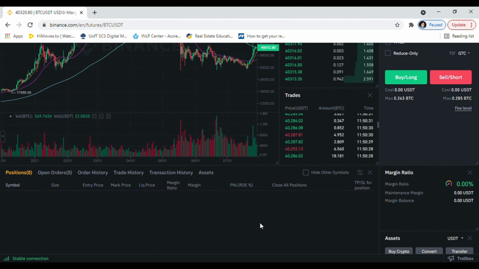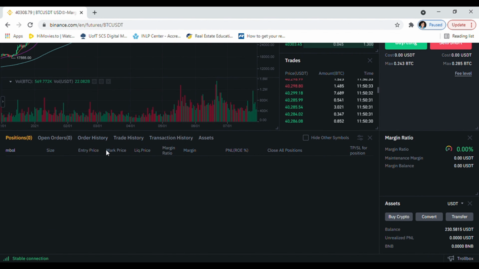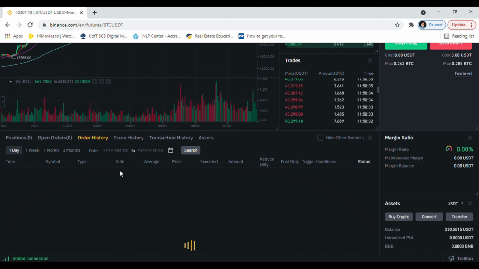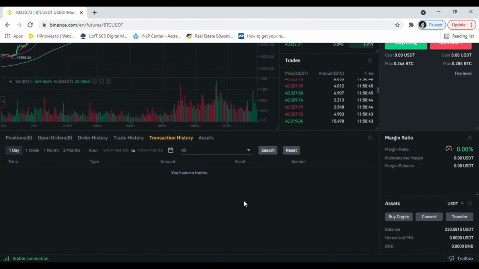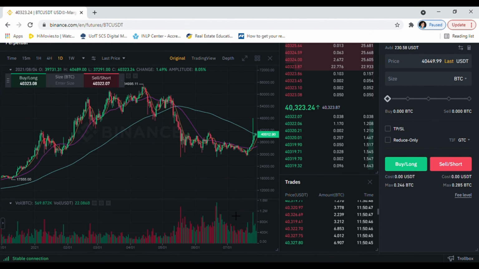Now let me go to the bottom here. Here you can see your order history, all your past order history, trade history, transaction history. Yeah, that's not really important. That's something you can figure out on your own.